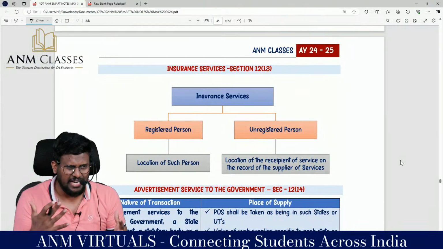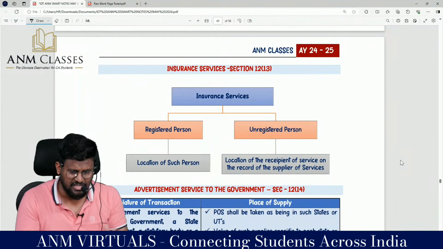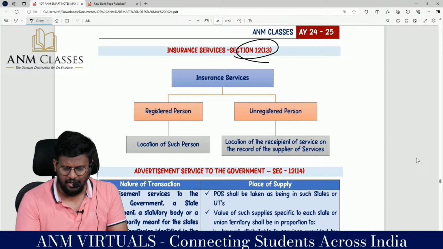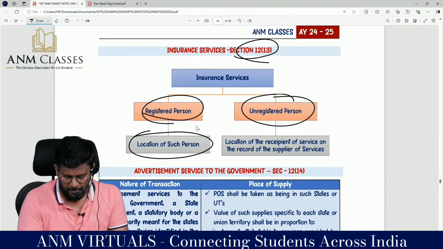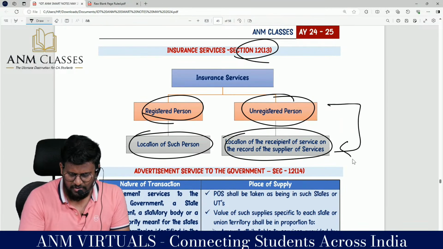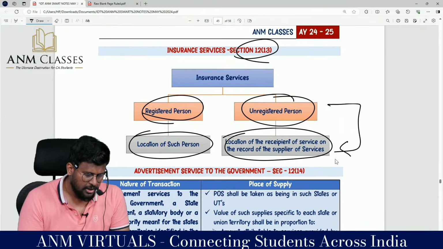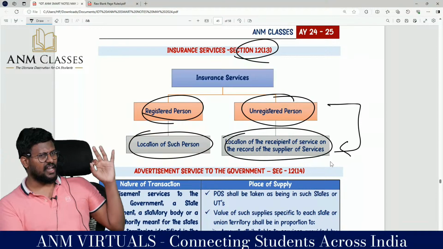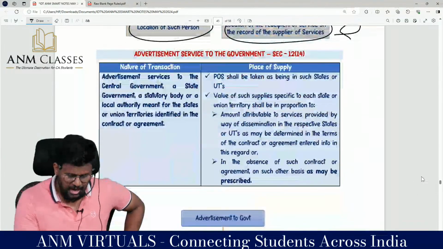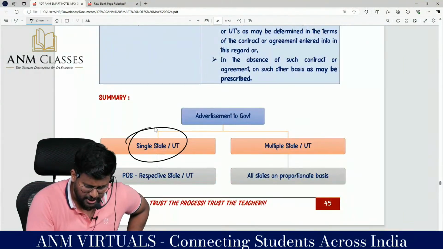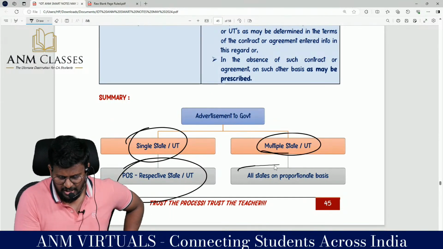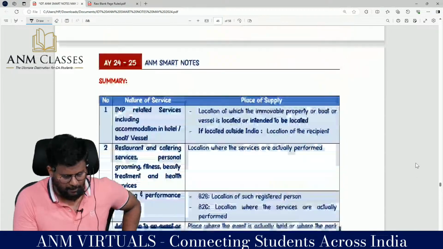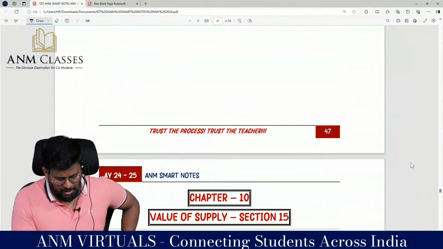When I am revising, are you able to recall what we have discussed in class? Yes sir. 12.13 what services? Registered person, unregistered person. Location of the recipient of service on the record of the supplier, always. Insurance services are account based services, correct? Yes sir. Advertisement to government: single state or union territory, respective state; multiple states or union territories, all states, on what basis? Do you appreciate that? Yes sir.